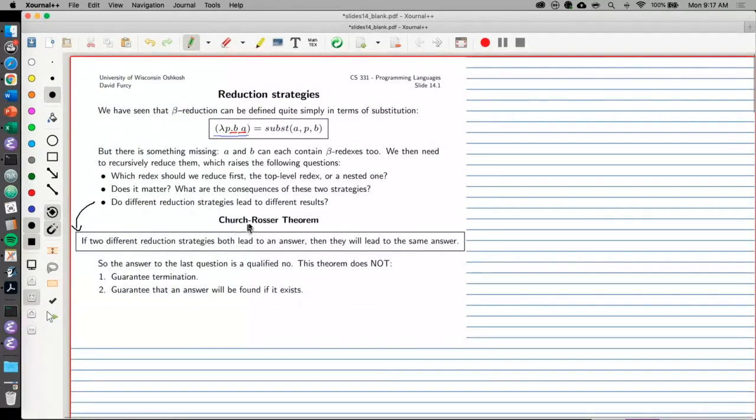So Alonzo Church invented the lambda calculus. Rosser was one of his students. And they proved this theorem, that if two different strategies are used to reduce an expression and they both lead to some answer, then they will always give you the same answer. So I'll just say it again. If you have two different reduction strategies, and when you apply each one of them, they give you some answer, then this theorem guarantees that they will always give you the same answer.